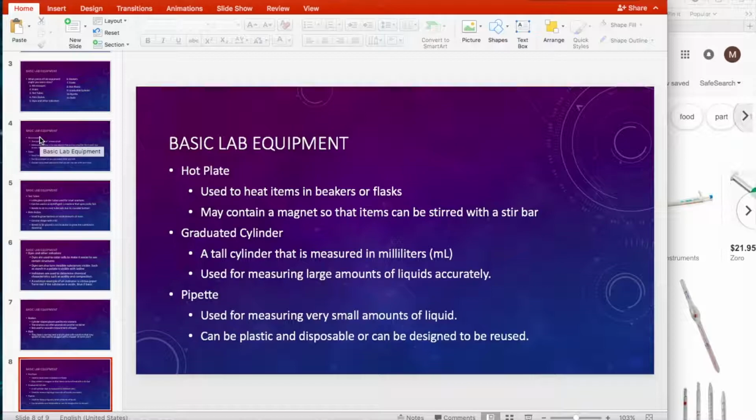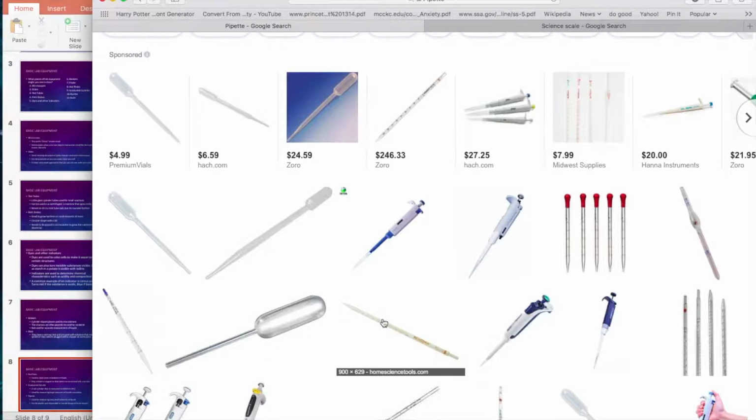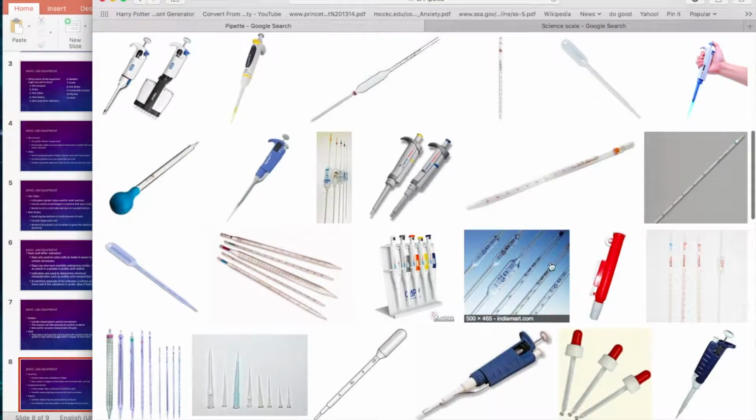Moving on to pipettes. So pipettes are used for measuring very small amounts of liquid, and they can be plastic and disposable, or can be designed to reuse. So for example, these are like plastic disposable ones, and here's an example of one that you would reuse. You would not throw these away. I did not see one like this until I was in college. I think we have one of these in our classroom. It's also a reusable one, and again, these are for measuring very small amounts of liquid, so you can measure them accurately.